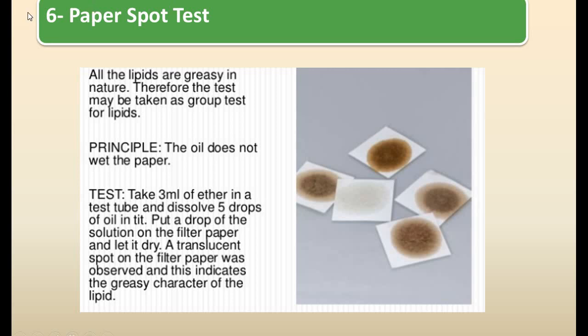Now coming to the paper spot test. All the lipids are greasy in nature, therefore the test may be taken as a group test for lipids. What will be the principle for this test? The oil does not wet the paper. Instead, it will produce a spot on the paper.